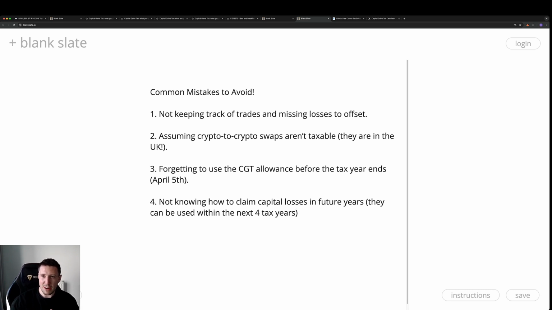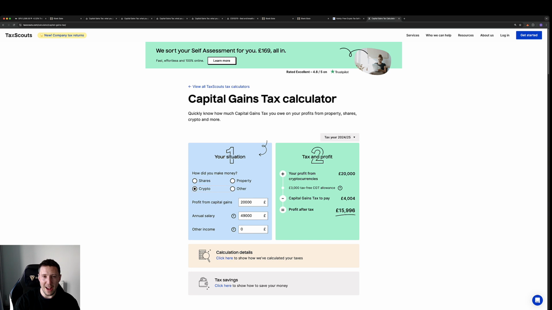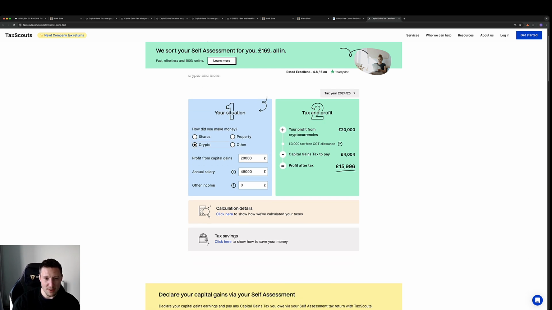Now, finally, as we mentioned before, in terms of figuring out how much capital gains tax you owe, as I said, I go into this in much more detail in another video, but one website I really recommend is Tax Scout. So as you can see here, it's got a calculator. You can type in all of your profits, so your profit from your capital gains, your annual salary, any other income, and then it's going to spit out exactly what you're going to owe for your capital gains. And as you can see, it includes all the capital gains tax-free allowance, all of that stuff.